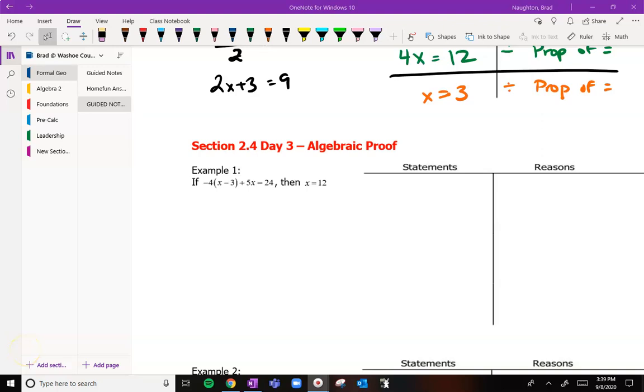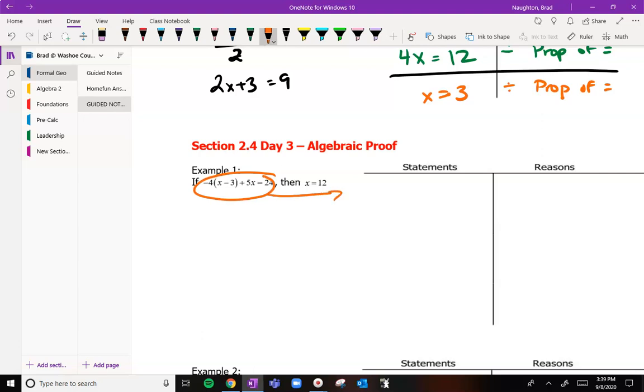Alrighty, it's time for algebraic proof day 3, which is just section 2.4 day 3. It's really algebraic proofs day 2, but you know, it's all gravy. So we're going to just go ahead and use algebraic proofs to start moving past actual proofs. Okay, so let's do one more algebra proof to make sure we're good.